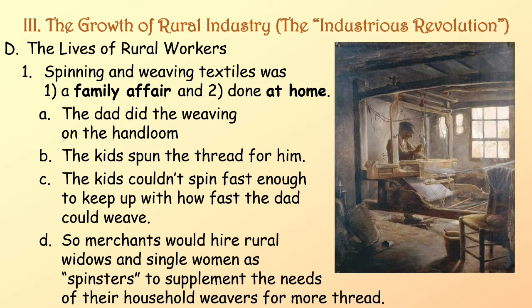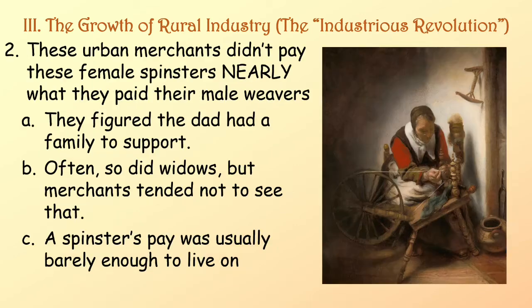The lives of rural workers. Spinning and weaving textiles was, number one, a family affair. Everybody's involved. And number two, done at home. The dad typically did the weaving on the hand loom. The kids spun the thread for him. The kids couldn't spin fast enough to keep up with how fast the dad could weave. So merchants would hire rural widows and single women as spinsters because they spun thread, to supplement the needs that these household weavers had for more thread.